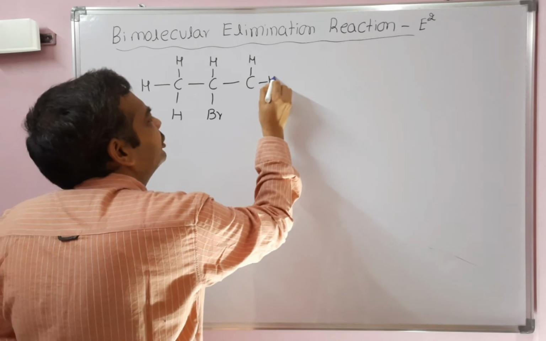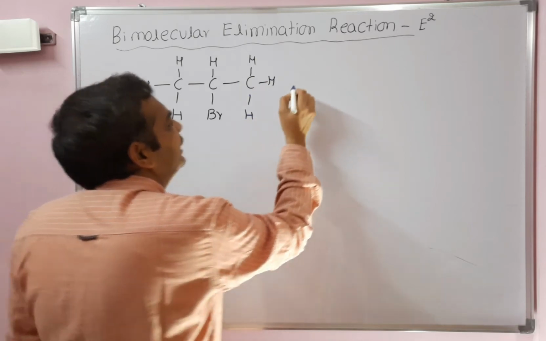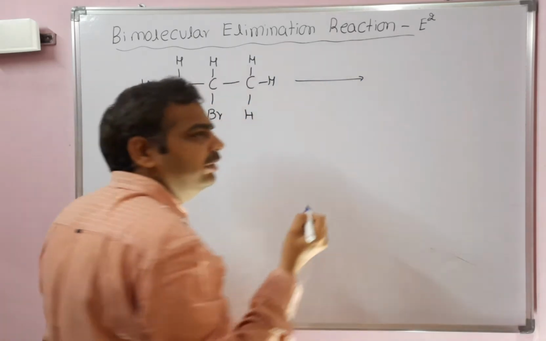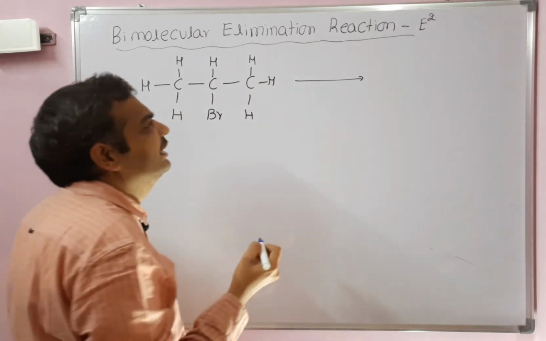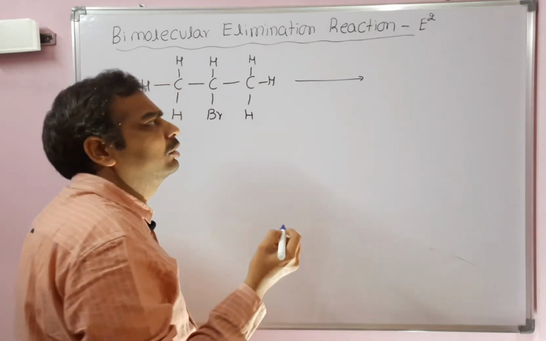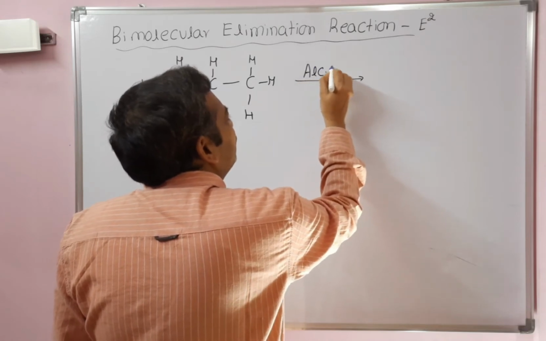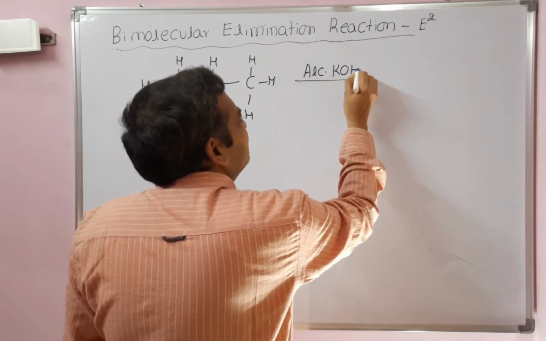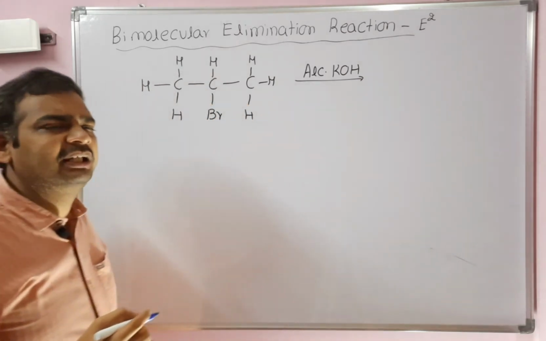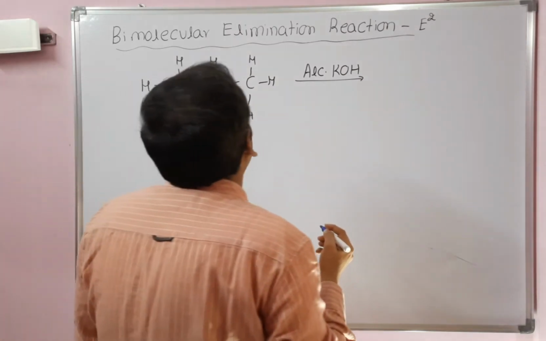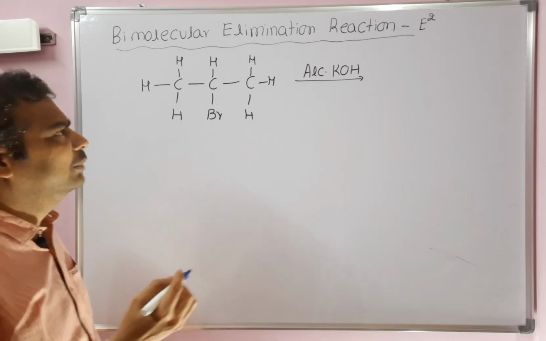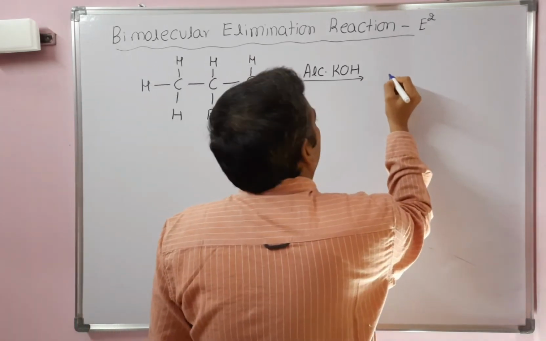When it reacts with a strong base. In case of E1 reaction, weak base required. Here, in case of E2, strong base required. Strong base like alcoholic KOH. What are the strong bases that are involved in E2? We'll make a list in factors affecting E2 reaction. So here, the product obtained is propene.